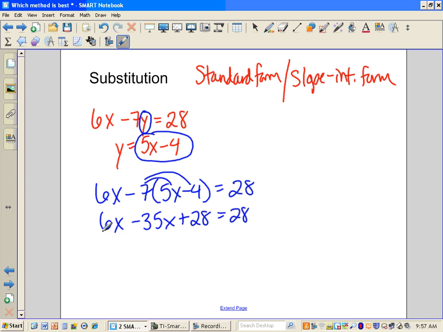Is this going to work out funny? 6x minus 35 looks like that's going to be negative 29x plus 28 is equal to 28 minus 28. Why is this being funny? Negative 29x is equal to 0?